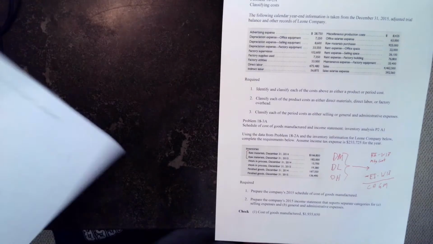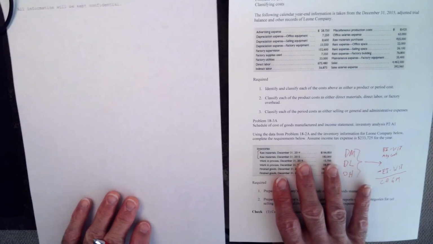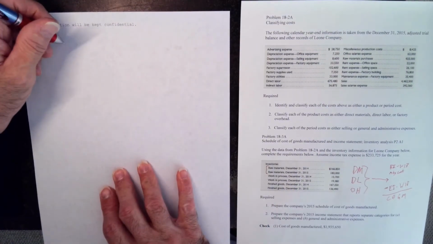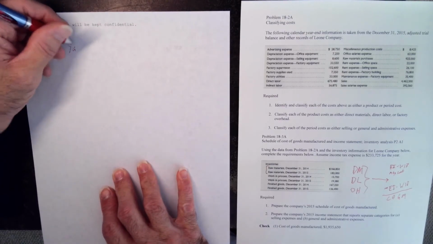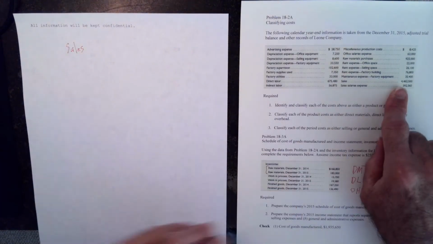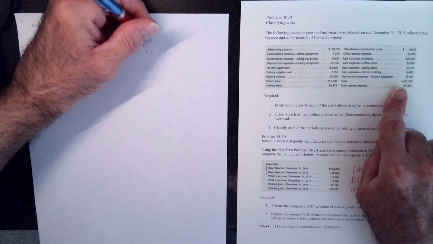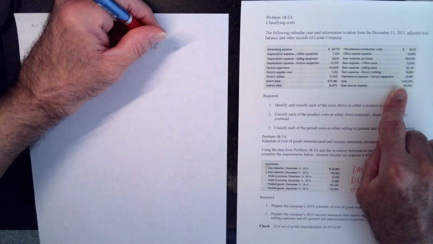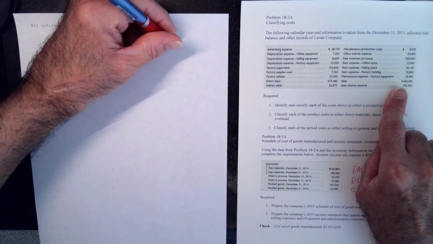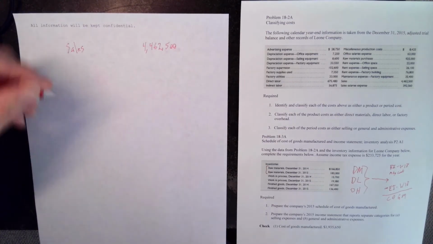Okay. Let me turn this over here. And we start with the very top number. Income statement has what? Sales. And they gave us sales. I told you to skip that for the time being. And so here's sales right here at 4,462,500. Okay. Then I had to come up with cost of goods sold.